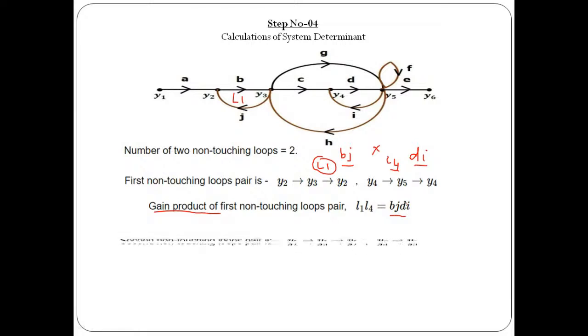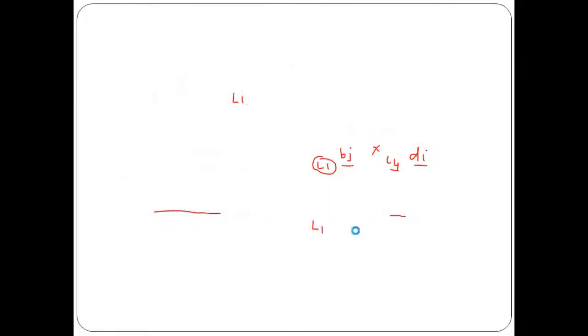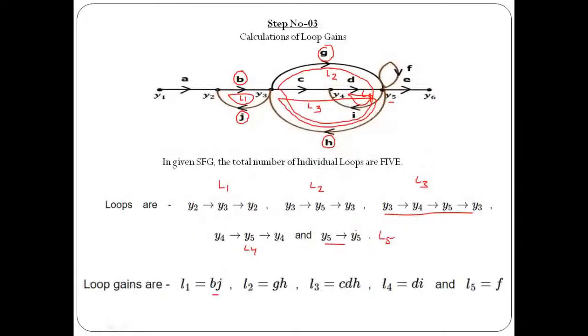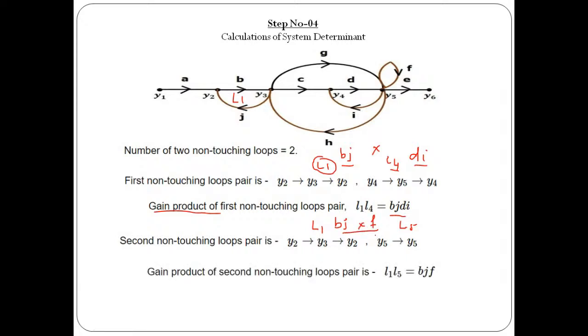In the same way, we have identified that there is one more pair of two non-touching loops, and that is loop number 1 and, I think, the self loop. Let me check what the number for the self loop is. It is loop number 5. So loop number 5. What is the loop gain of the first loop? It is nothing but B into J. And what is the gain of loop 5? It is simply F. So we need to multiply them, BJ into F. I hope this point is clear to everyone.